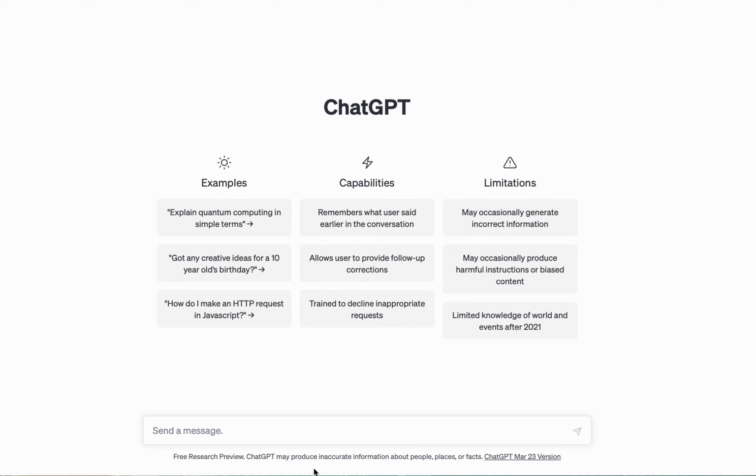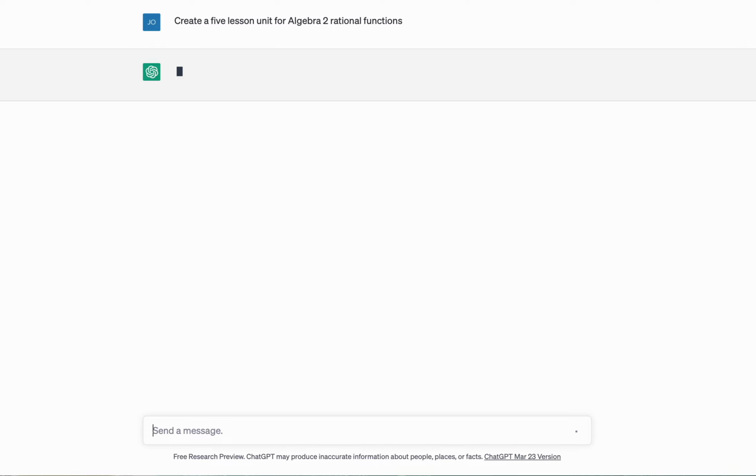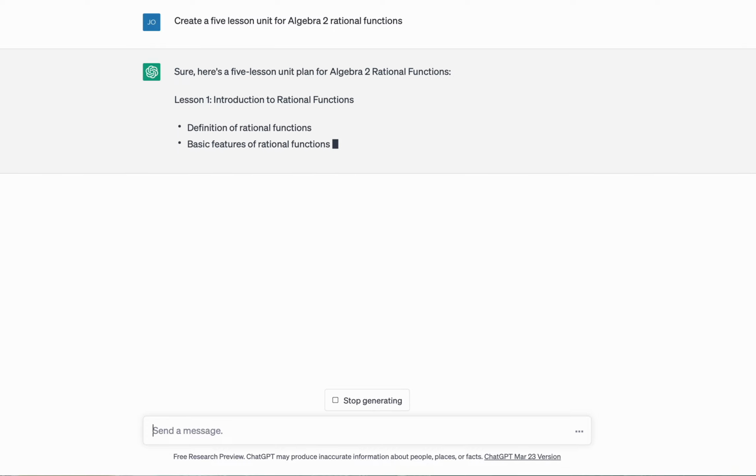I'm going to use ChatGPT to create a whole unit for Algebra 2. So let's see what's going to happen here. We're going to look at rational functions. So let's say, create a 5-lesson unit for Algebra 2 rational functions. Let's just see what ChatGPT comes up with, and then we will go from there.